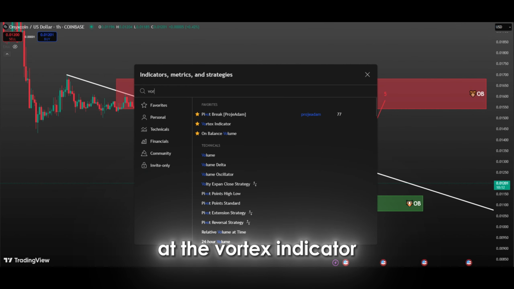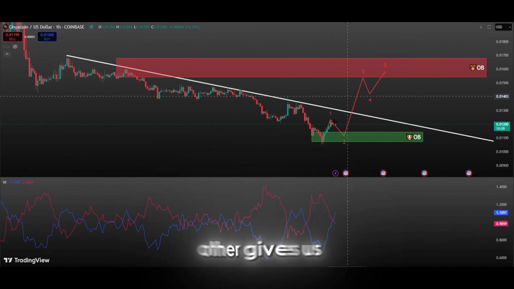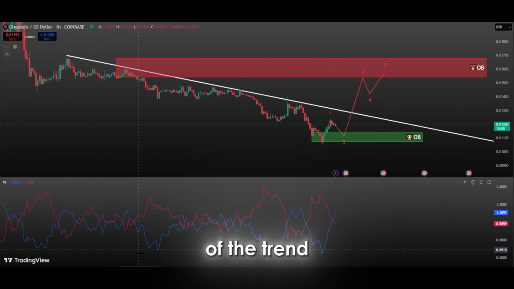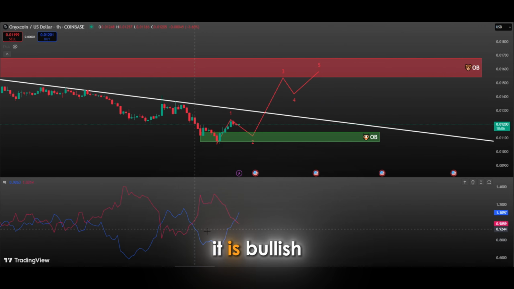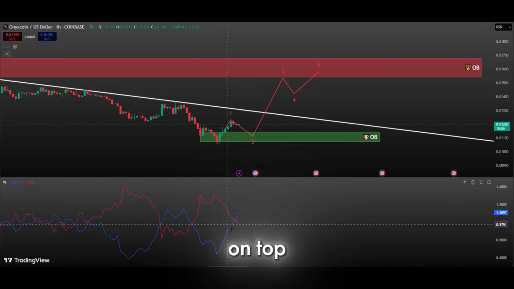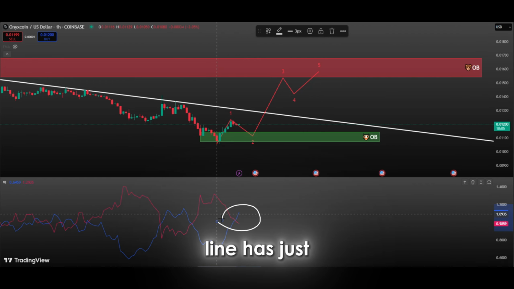When we look at the vortex indicator, the position of the blue and red lines relative to each other gives us important clues about the direction of the trend. On the vortex indicator, when the blue line is on top, it is bullish, and when the red line is on top, it is bearish. Currently, we can see that the blue line has just crossed up.